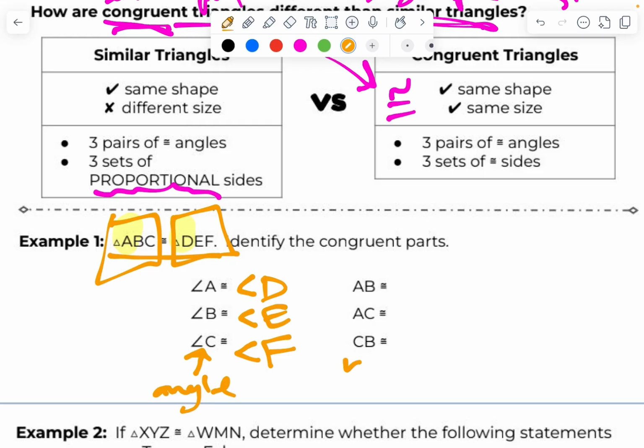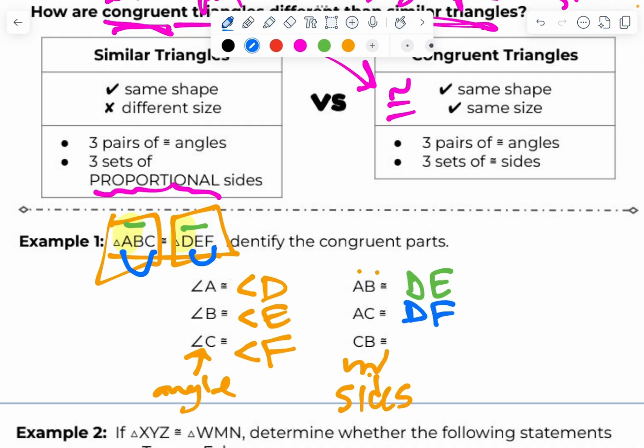When you have two letters like this, these are all talking about sides, where we start and where we finish. So going from side A to B, those are the first two letters. So that would match up with D and E because those are also the first two letters. Going from A to C, A is the first letter, C is the last letter, so we do that same thing. So AC is congruent to DF. And then the last one we have CB. CB is going from the last letter to the middle, so then we're going to go in that same order, F to E. And again, a side has a start and an end, so that's why it is two letters.